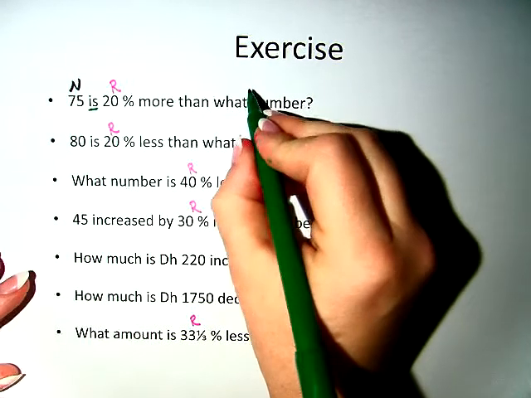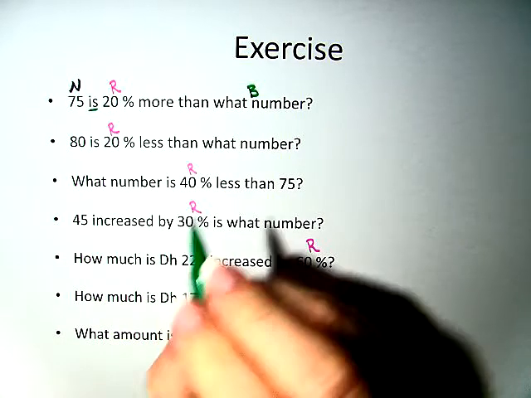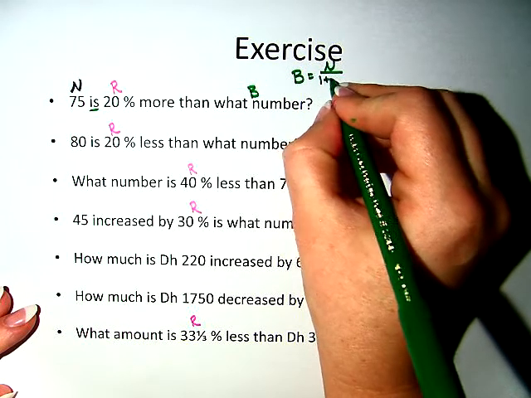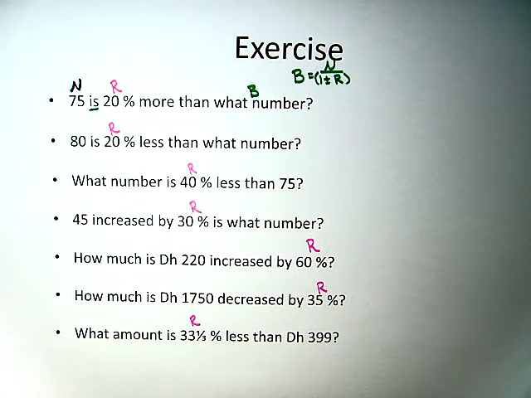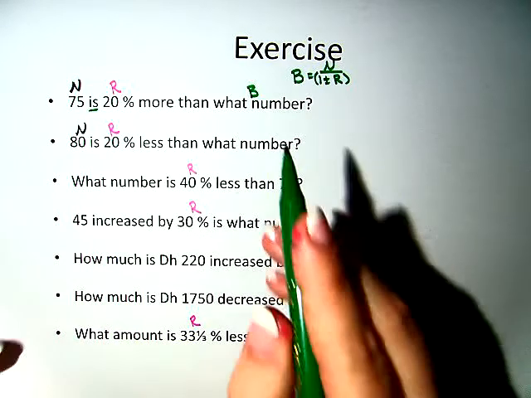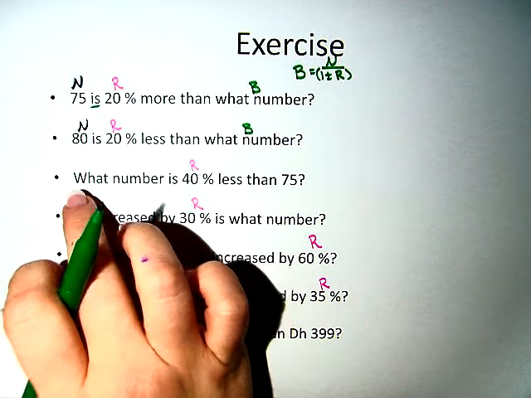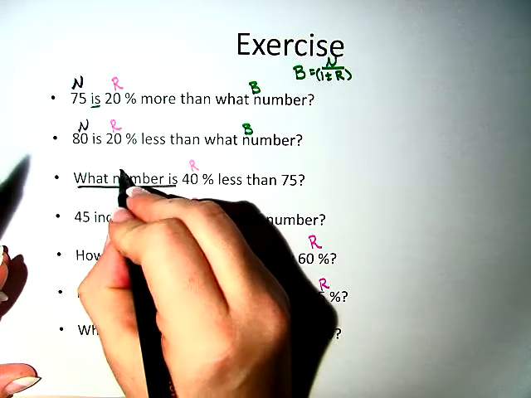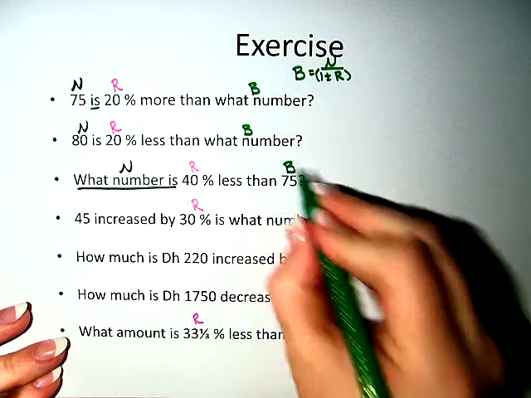So what we're looking for is our base. The formula that we use for this: base equals the new number over 1 plus or minus the rate. All right. Next problem. 80% is, okay, that's our new number again, 20% less than what number? Now it's saying what number is. Okay, what number is, that's our new number, 40% less than 75. 75 is our base number.